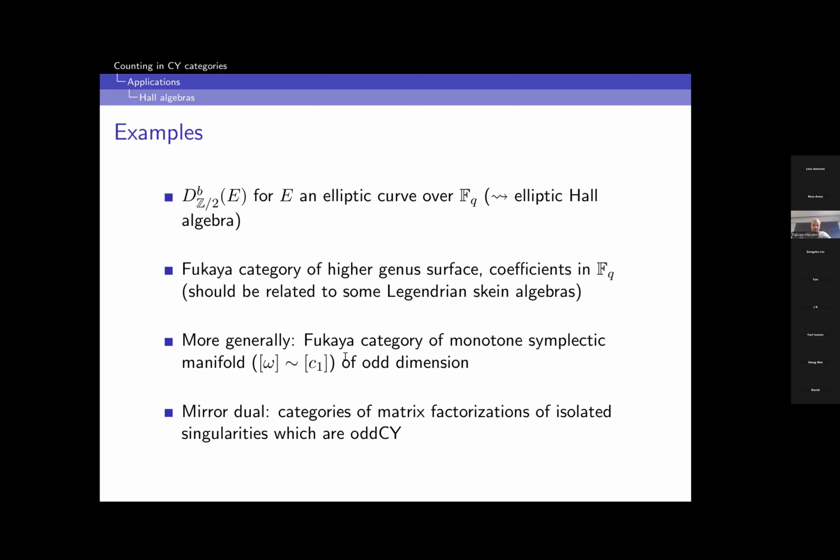Mirror dual to these kinds of things are some categories of matrix factorizations. So they also provide examples of categories where we can now define a Hall algebra.